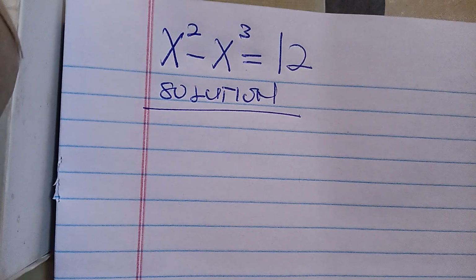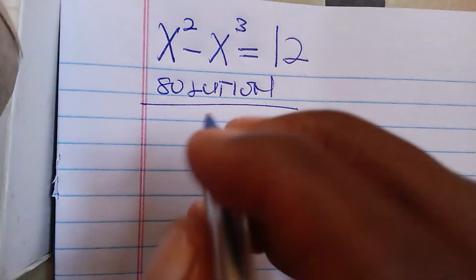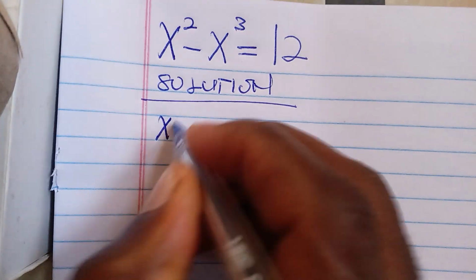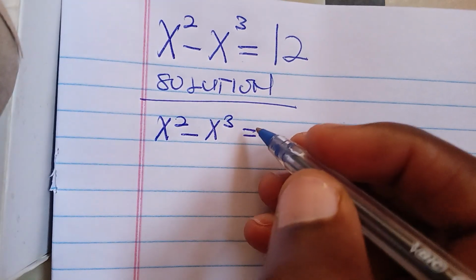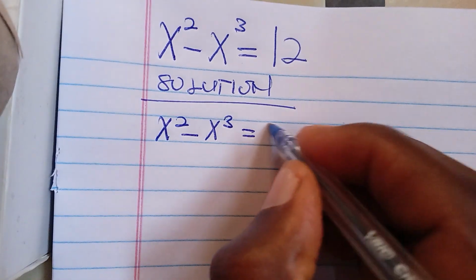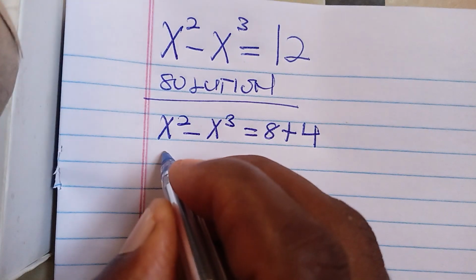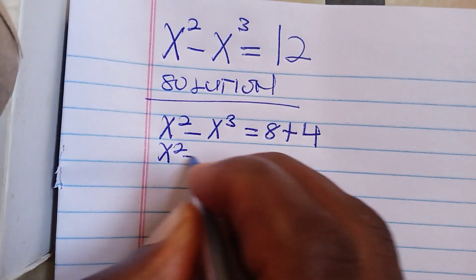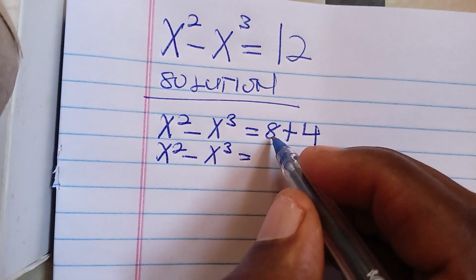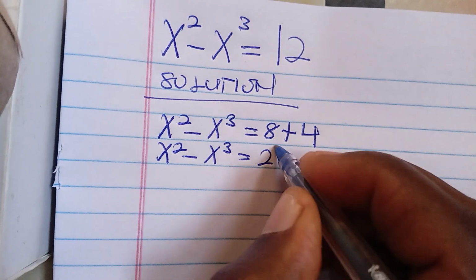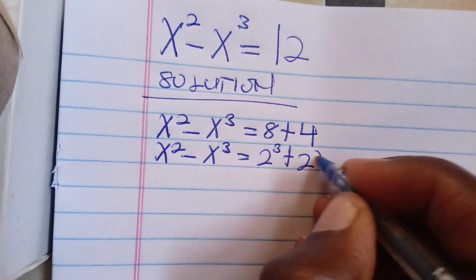So we have x squared minus x cubed equals 12. Our equation becomes x squared minus x cubed equals, now we can write 12 as 8 plus 4. Now you can write 8 as 2 exponent 3 and then write 4 as 2 exponent 2.